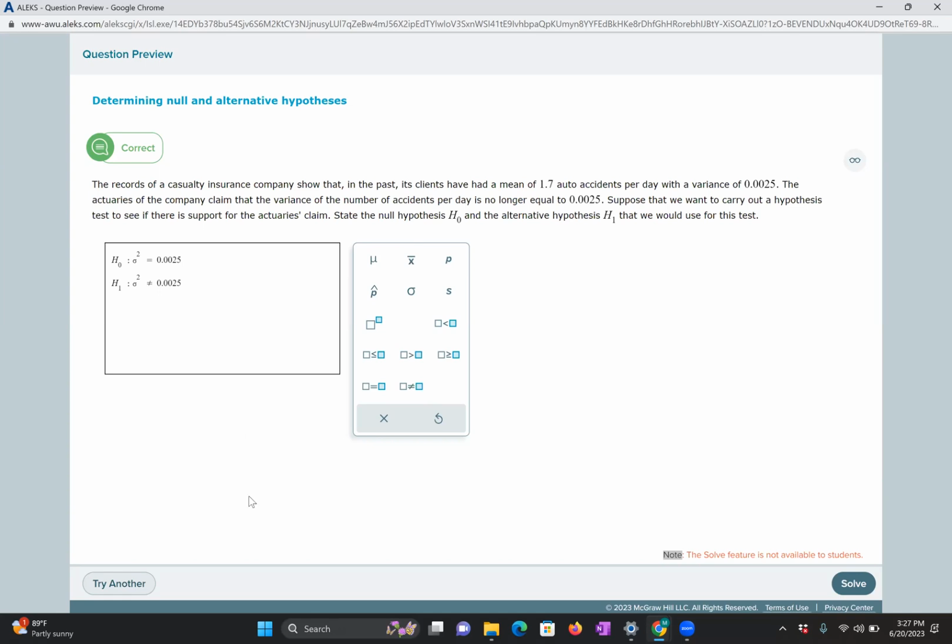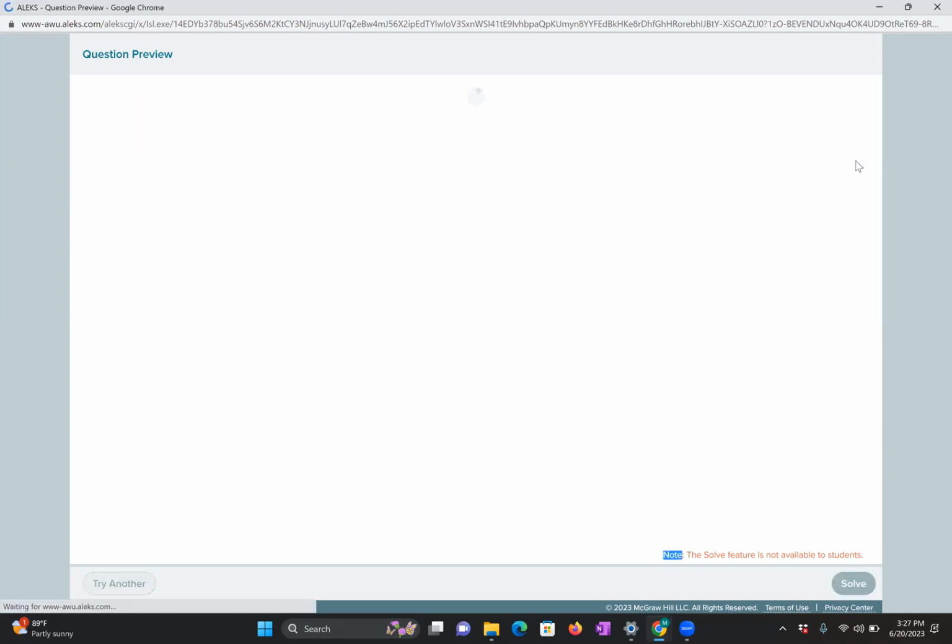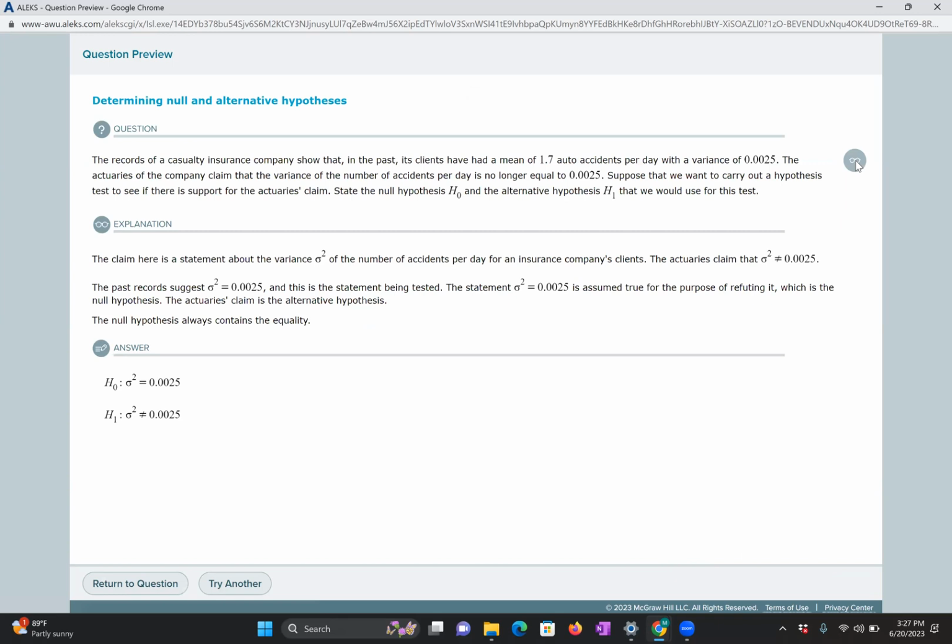Let me actually show you the explanation. Well, that was quick. That is the explanation. They basically are asking you to remind yourself of the notation. Remember, lowercase sigma is just the standard deviation, versus lowercase sigma squared is the variance.